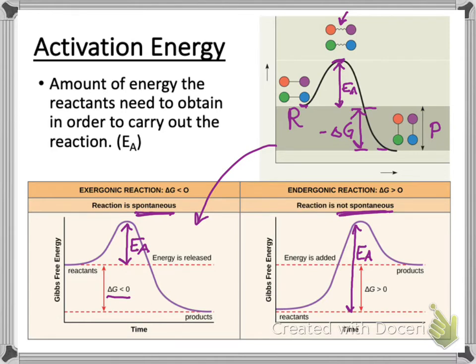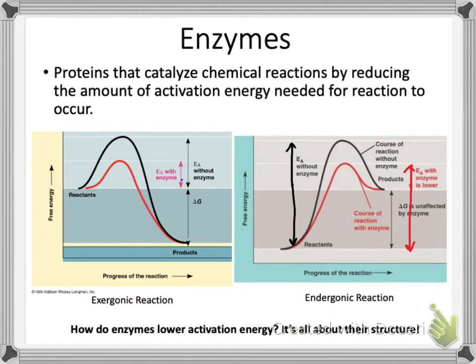However, it will take a very long time because you have to get this activation energy in order to have that reaction occur. So chemical reactions can happen, but they're very slow processes, and that's where enzymes come into play. Enzymes are proteins that catalyze chemical reactions. So that means they speed up chemical reactions. And they do this by reducing the amount of activation energy needed for a reaction to occur.